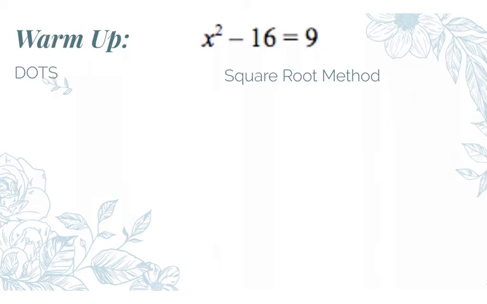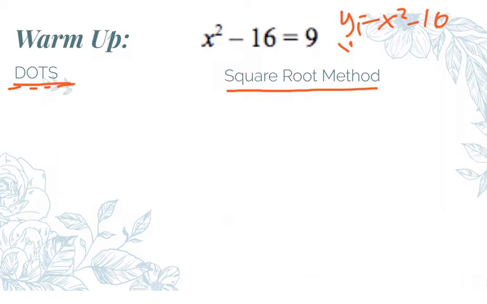Okay, so I want to show you the method that we just learned, called difference of two squares, and also the new method. Now, you get the same answer no matter what method you use. You would get the same answer if you put in your calculator y1 equals x squared minus 16, and in this second one, you put y2 equals 9. And wherever those cross, those would be your solutions, right?